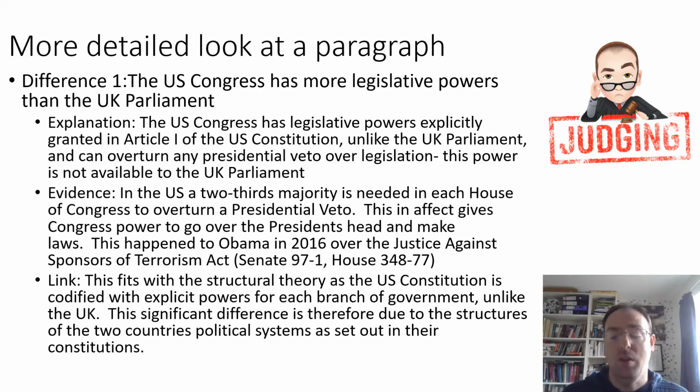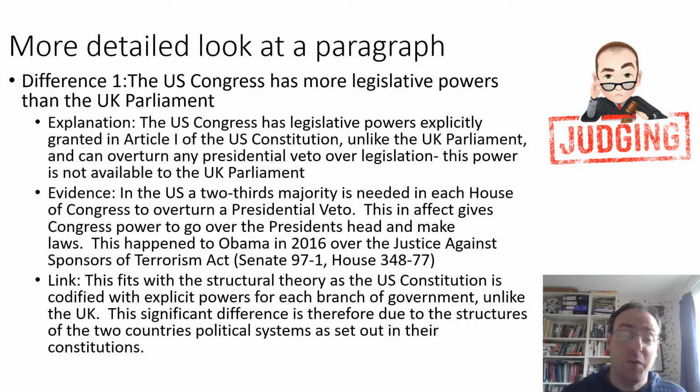So I'd talk about the mechanism in America with the 2/3 majority needed in each house to overturn a presidential veto. This in effect gives Congress the power to go over the president's head and make laws. And a recent example of this is it happened to Obama in 2016 in the Justice Against Sponsors of Terrorism Act, which was about giving the families of 9/11 victims the opportunity to essentially go and sue the Saudi royal family. And the vote was very, very clear cut, with 96-1 in the Senate and 348-77 in the House.